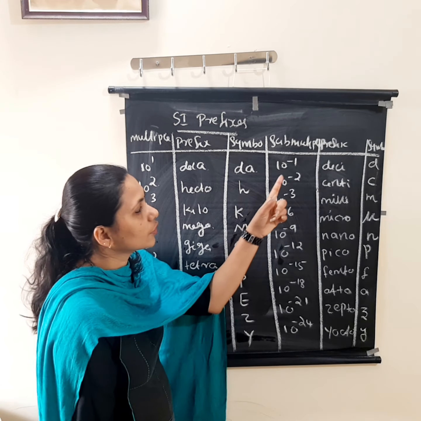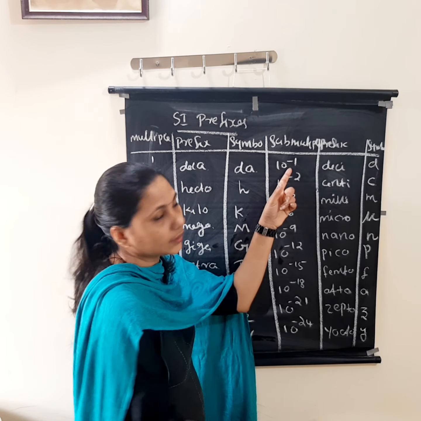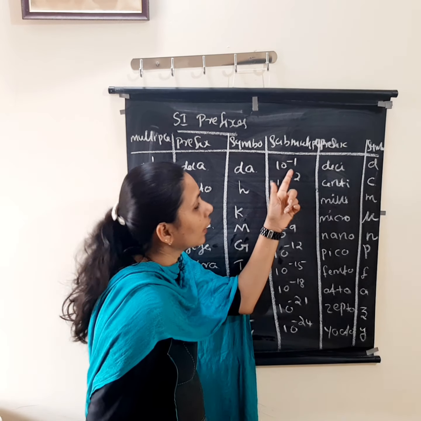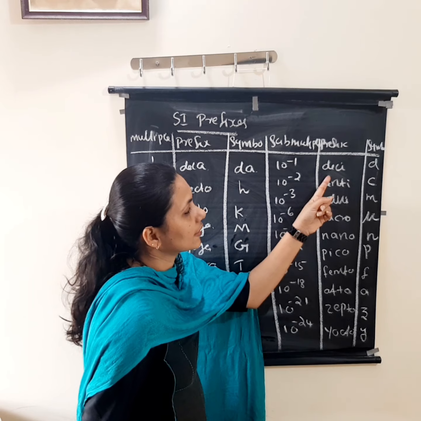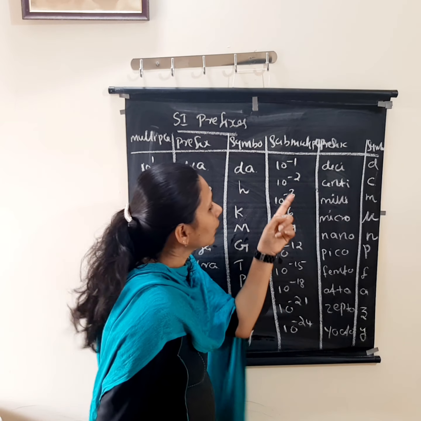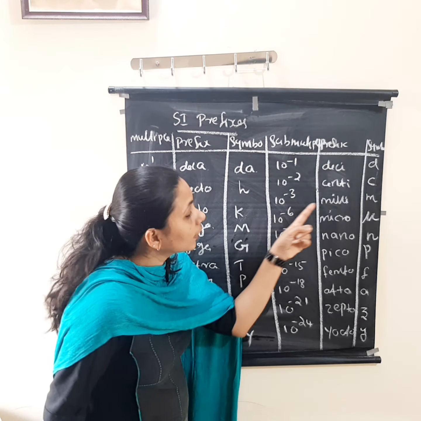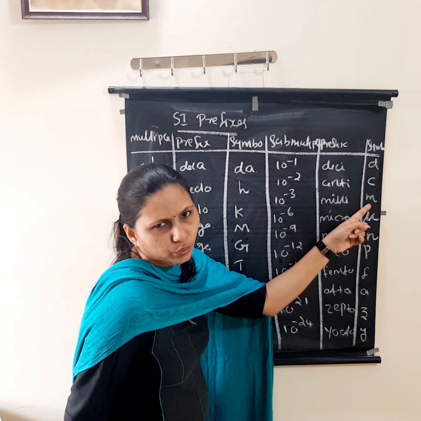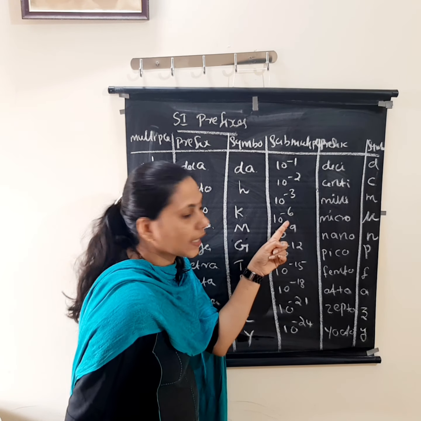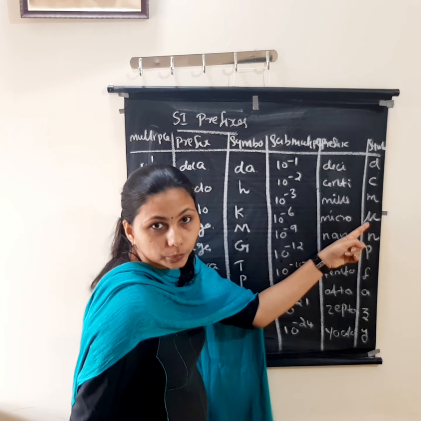Okay. 10 raised to minus 1, it is a small quantity. That is why we are using sub-multiple here. Okay. Deci. What is the prefix? Deci, and the symbol is small d. 10 raised to minus 2, centi, C. 10 raised to minus 3, milli, M. You know milli and all, no? 10 raised to minus 6, micro, mu.